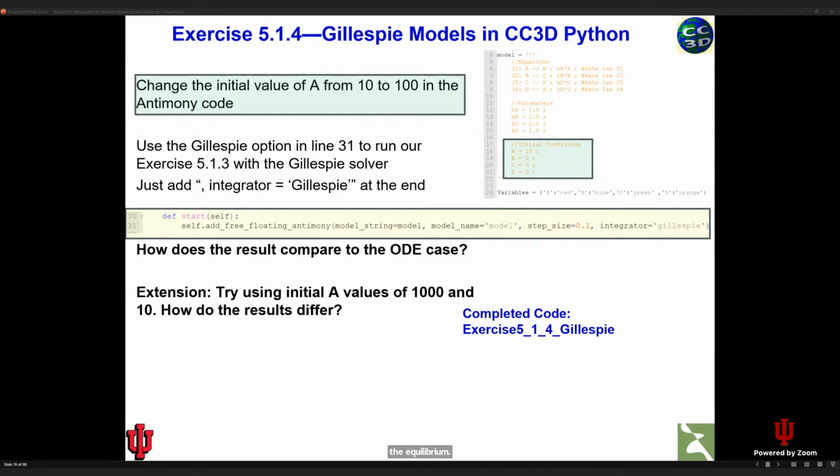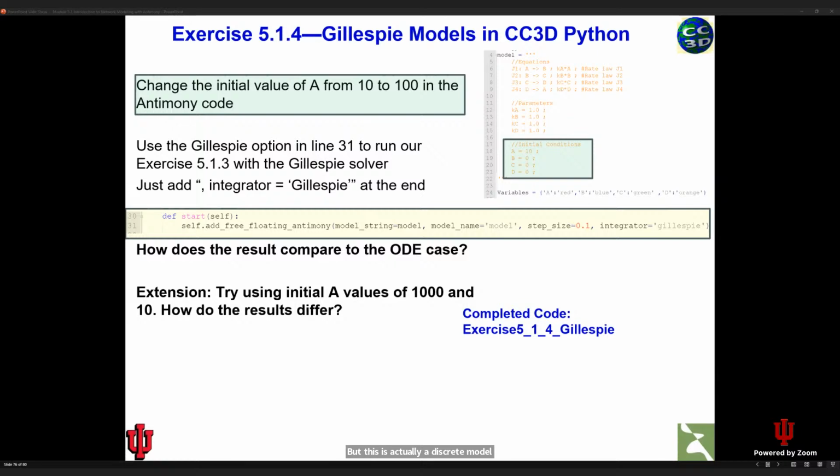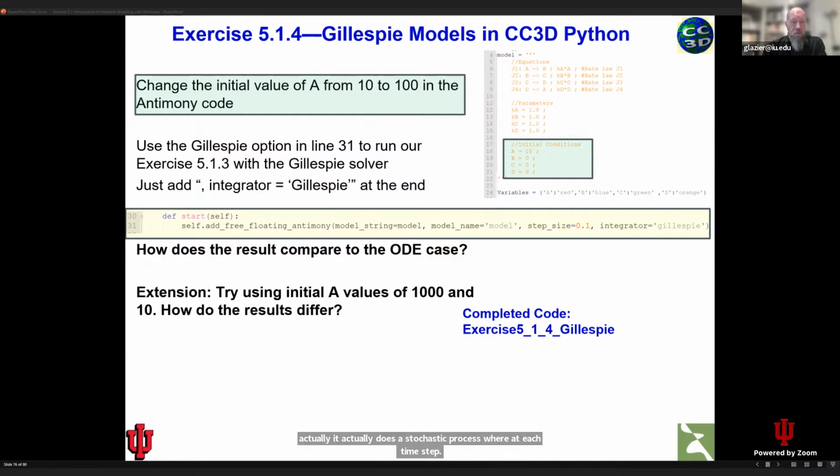Go ahead. Is this just adding basically like a white noise to the ODE part? Is this what it's doing? No, it is not the same as that. In the case of having very large molecular concentrations, it is similar to that. But this is actually a discrete model. It actually does a stochastic process where at each time step, it looks at the local concentrations, rolls the dice, and says, did a single reaction occur at each time step? Perfect.